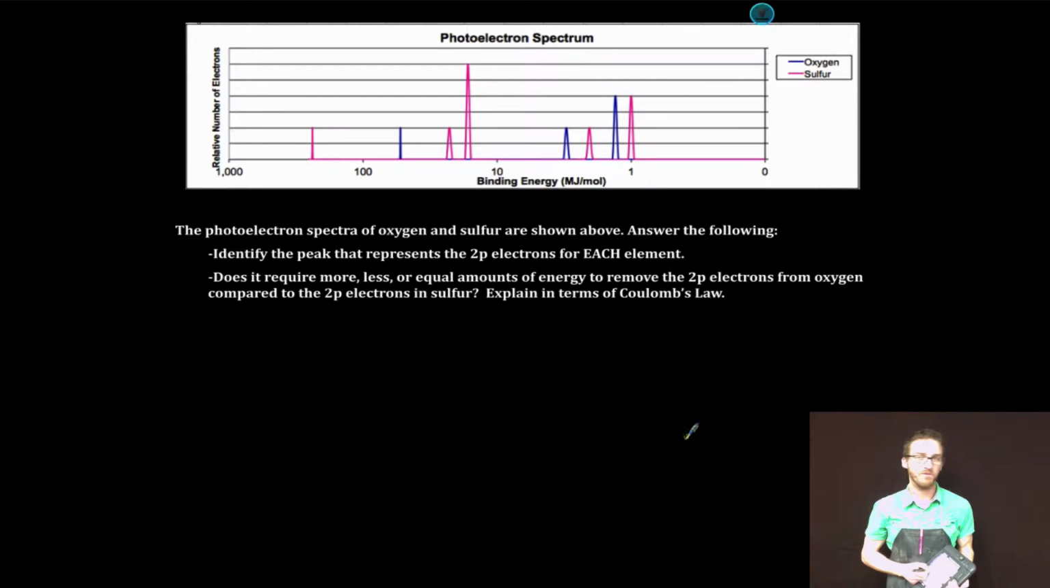Let's do one more photoelectron spectroscopy practice. The photoelectron spectra of oxygen and sulfur are shown above. Answer the following. Identify the peak that represents the 2p electrons for each element.